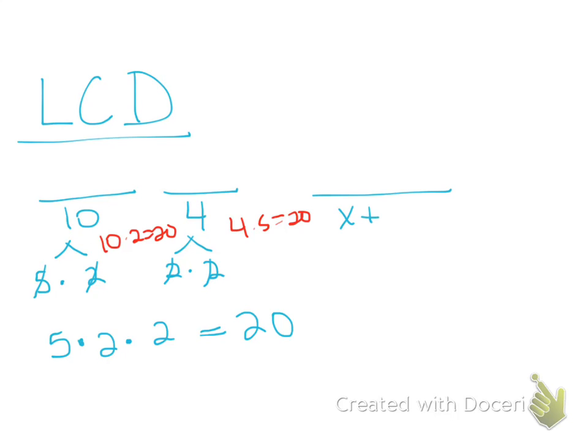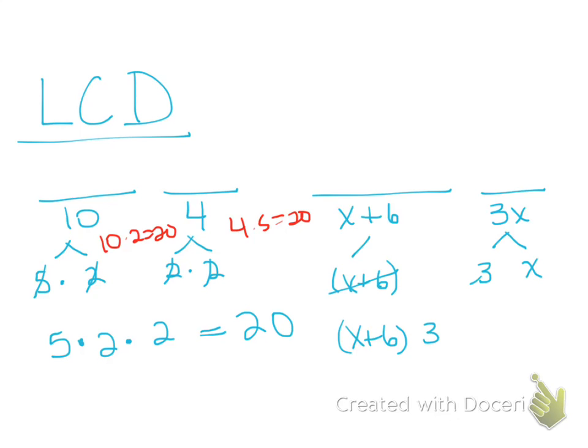So the same is true whenever we have variables. So if I have x plus 6 and 3x, okay, if I factor x plus 6, that's just x plus 6. That's the only way it factors. 3x factors to 3 and x. So my factors are x plus 6, 3, and x. And I know this is correct because x plus 6, I can multiply it times 3x, and 3x I can multiply times x plus 6, and now my denominator is the same. So that's the trickiest part, is finding the common denominator.